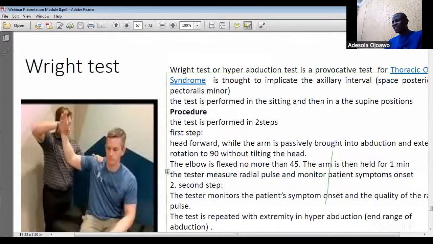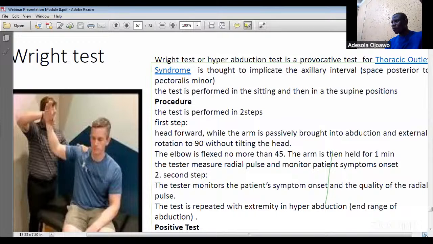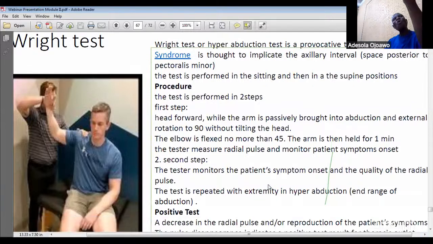The tester measures the radial pulse. So you put your index finger at the radial pulse here and you measure it. The tester monitors the onset of the patient's symptoms and quantifies the radial pulse. You try to hold that radial pulse. Is the radial pulse still there or is it fainting? If the radial pulse is fainting, that means this test is positive. That shows that the blood supply there is a bit weak, an indication of a problem with the thoracic outlet.